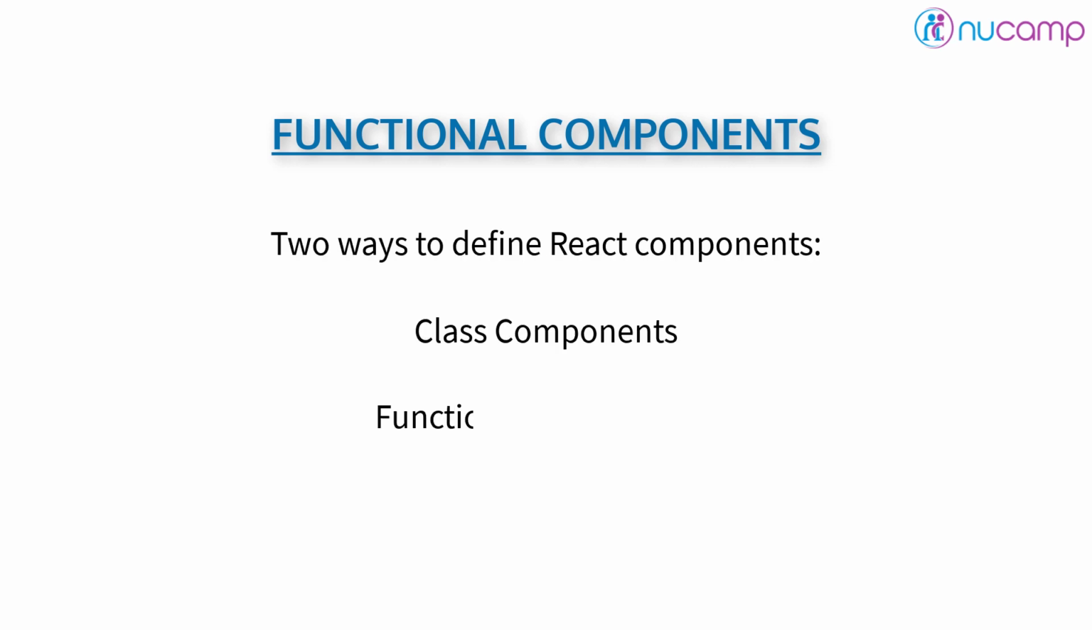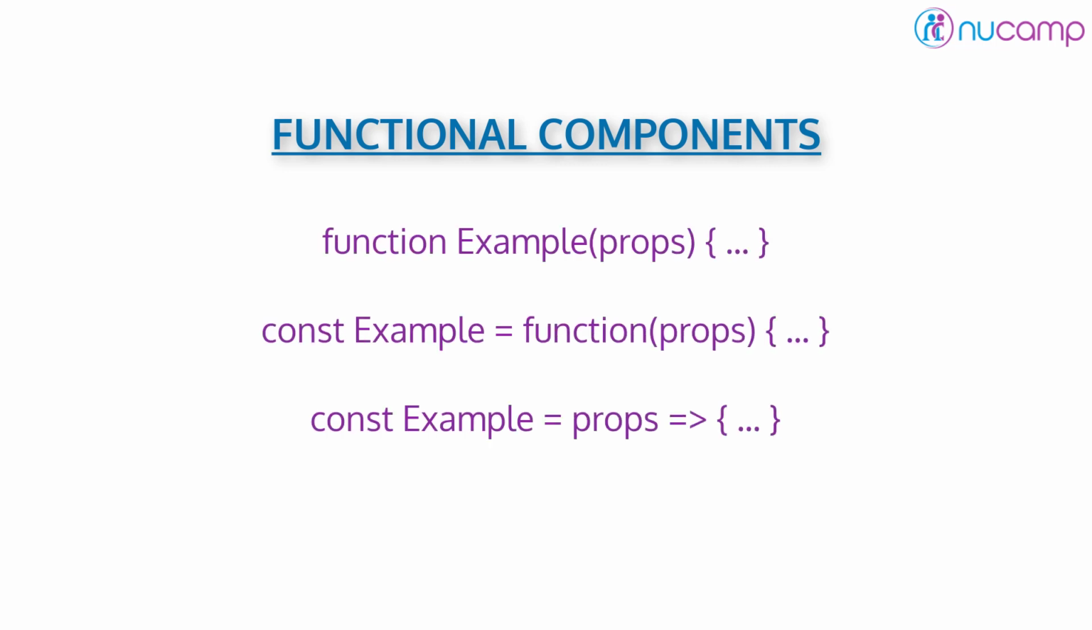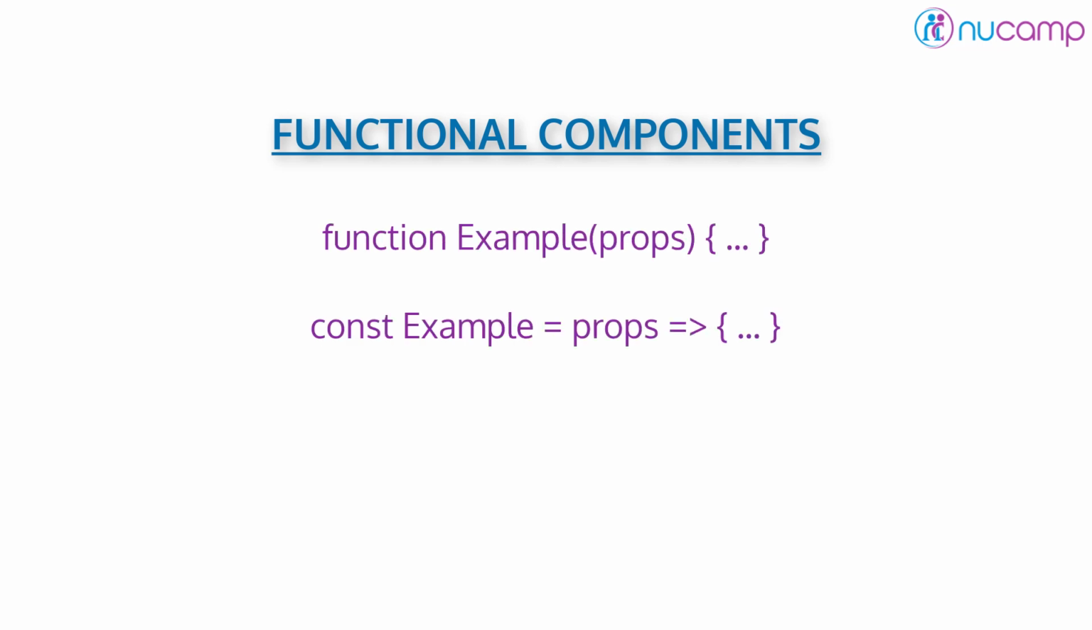Last week, you learned that there are two ways to define React components, as a class component or a functional component. We have been defining components using class components so far, but now we will look at functional components. Functional components are written just like a function, as the function declaration, function expression, or arrow function. Typically, you will only see them written as function declarations or arrow functions.